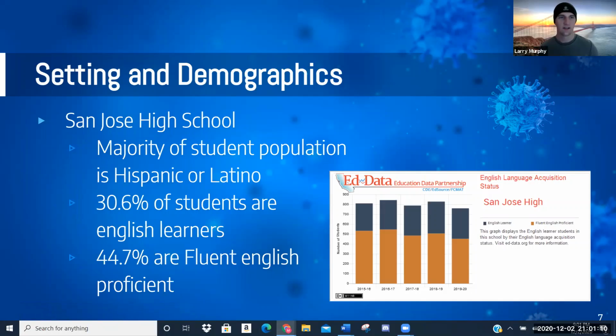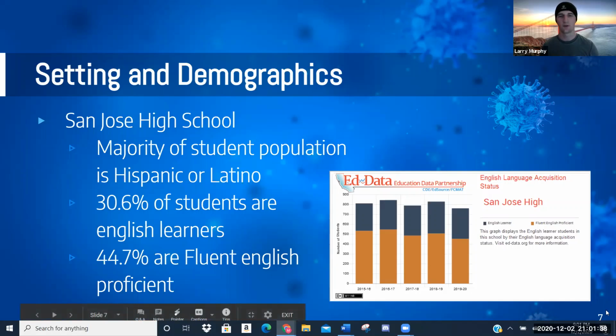I'll cover the settings and demographics for the school we will be implementing this lesson plan in. The school we chose is San Jose High School. Some important information is that a majority of the student population is Hispanic or Latino, over 90%. 30.6% of the students are English learners. 44.7% of the students are fluent English proficient.